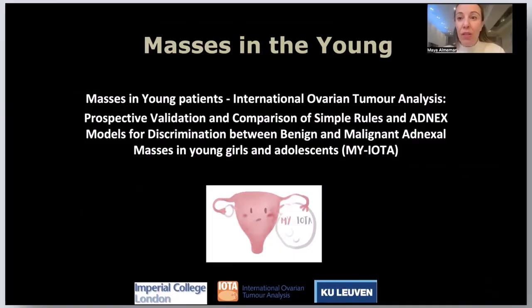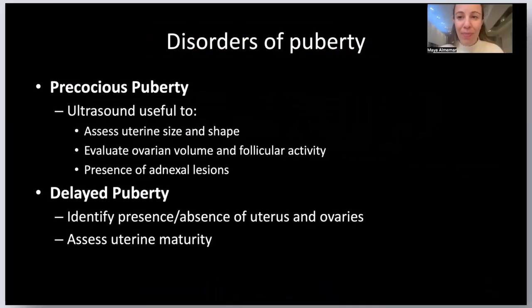And that is why the IOTA group have started this very large international prospective validation study called the Maya IOTA study to try and better improve diagnostics of adnexal lesions in this cohort of patients. So let's go back. We've talked about acute presentations, chronic presentations, and adnexal lesions. What about disorders of puberty?